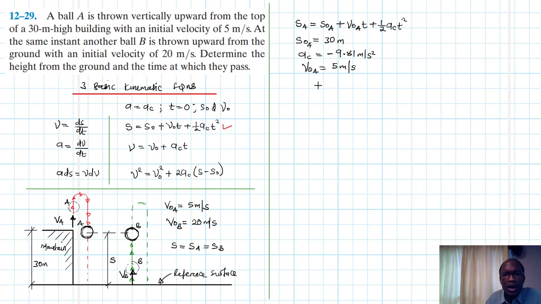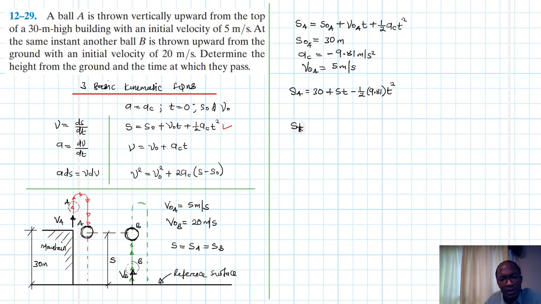So let's go ahead. We'll have SA is equal to 30 plus 5t minus half by 9.81 by t squared. So we are done with the first one. We can stop there. Let's go to the second part.